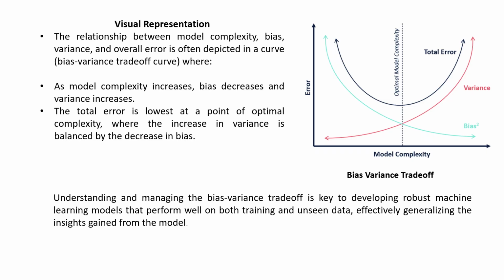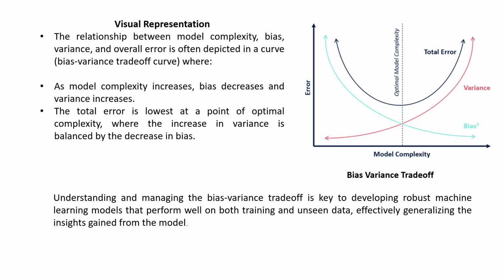Next, we'll see the usual visual representation we have for bias and variance. The relationship between the model complexity, bias, variance, and overall error is often depicted in the form of a curve. We call this the bias variance trade-off curve. So this is the curve we get. This shows how, with model complexity, what type of error we get, how much the total error is, and what the variance value and bias value are.